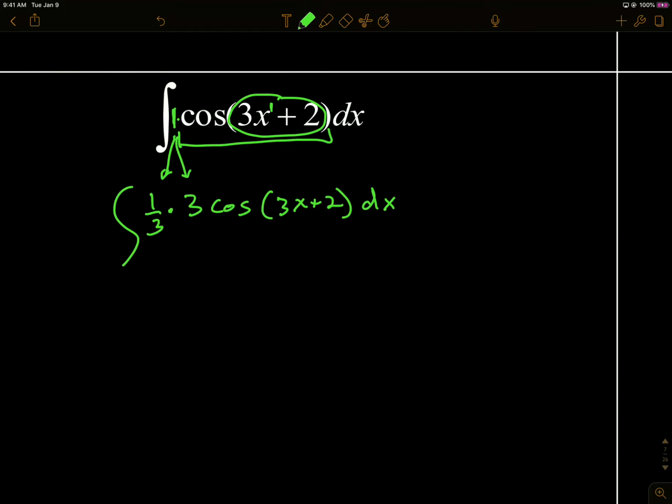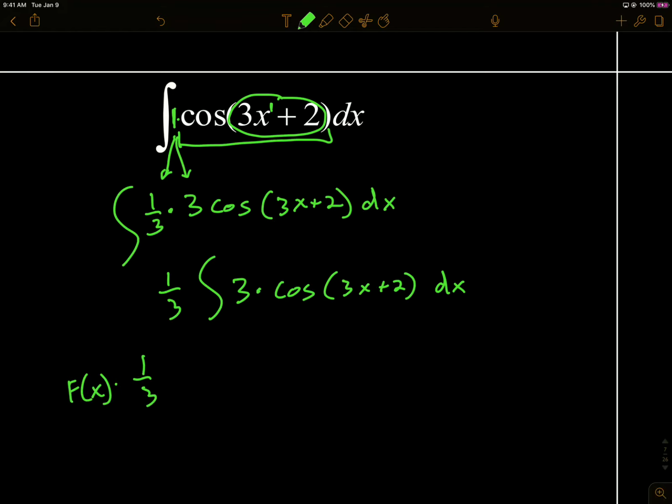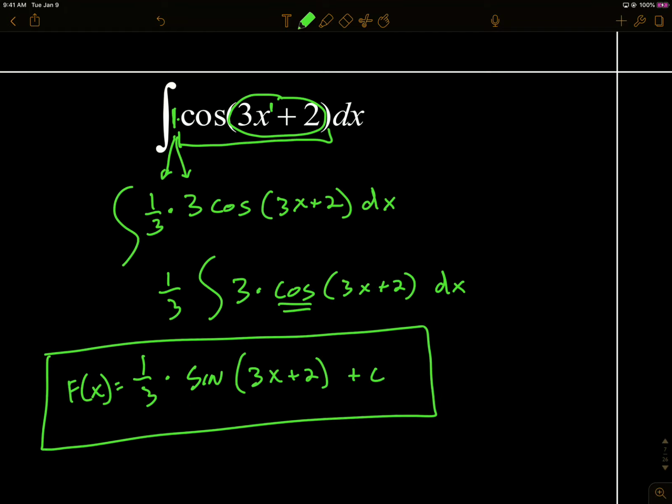Then what we can do is pull the 1/3 through the integral, and it comes along for the ride, just like derivatives. So multiplying by constants can be pulled through the integral. Now I can recognize this as a chain rule. The 1/3 comes along for the ride. And what's the integral of cosine? It's going to be sine. And then the inner function here is 3x plus 2, plus c. All right, so the key here is if it's off by a constant, not a big deal.